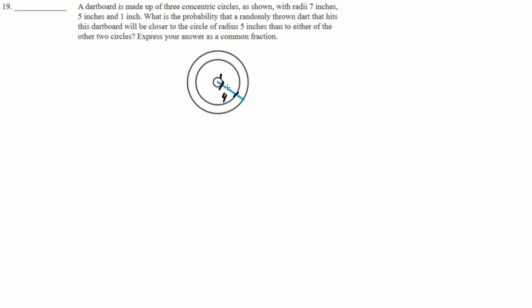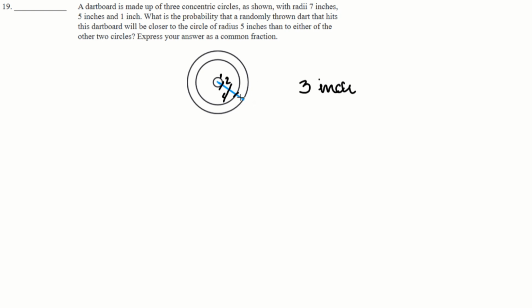For the dart to be closer to the 5-inch radius circle than the 1-inch radius circle, it needs to fall, as you would expect, about halfway down this line, the radius. So you'd want the radius of the circle to be at least 2 inches outside of the 1-inch radius. In other words, the radius for the circle, as compared to the 1-inch circle radius and the 5-inch circle radius, should be at least 3 inches. This is the lower bound that comes from the 1-inch circle.